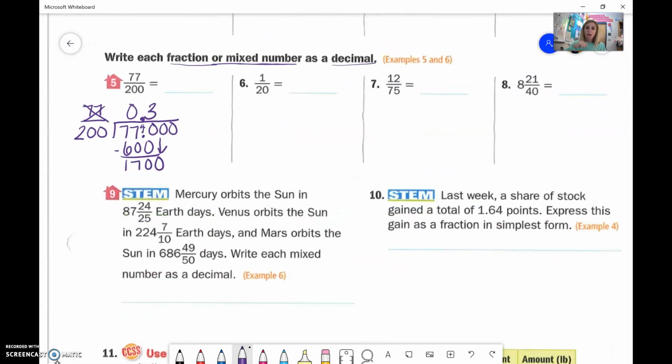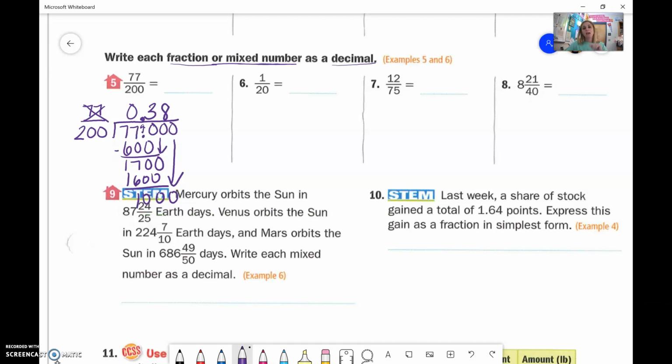Okay, so now 1,700. 200, 400, 600, 800, 1,000, 1,200, 1,400, 1,600. That gives me 8 times 1,600. I'm going to subtract. I'm left with 100, which means I've got to bring down that next 0. If I need to keep adding zeros, I will. So now I'm at 1,000.